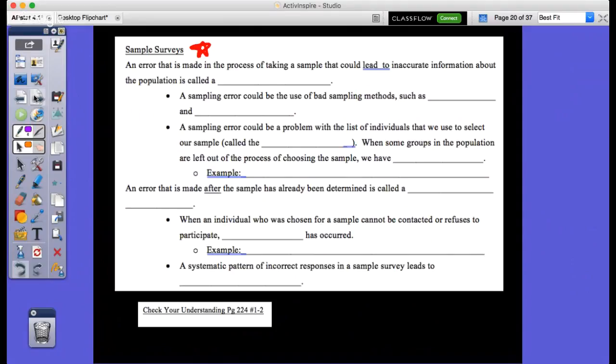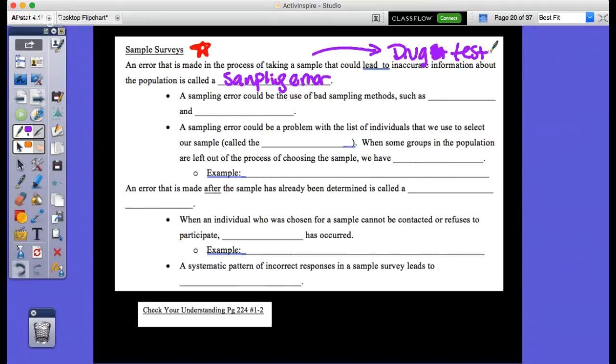Okay, an error that is made in the process of taking a sample that could lead to inaccurate information is called a sampling error, okay? Put that there. That should make sense. So it's an error that is made in the process of taking the sample. A good example of this would be, do you remember the drug test they were talking about? It's kind of funny. When they said, well, what happens if something happened to the urine sample of someone, and it got lost?